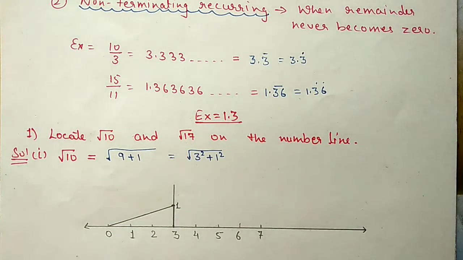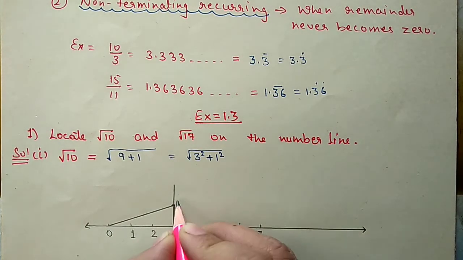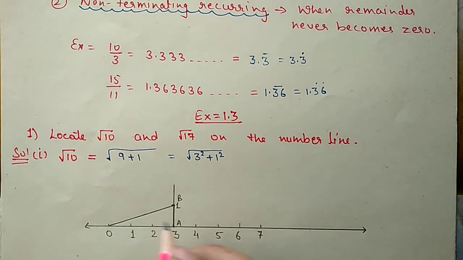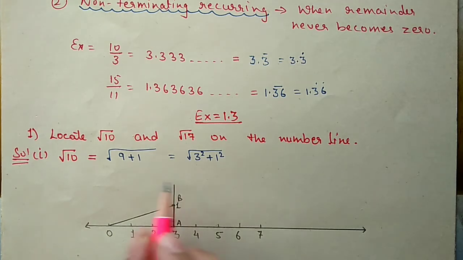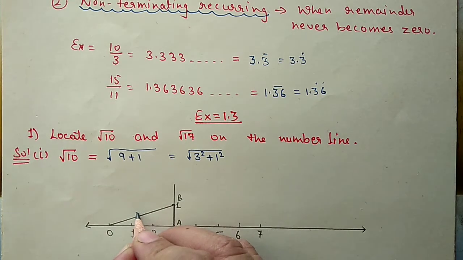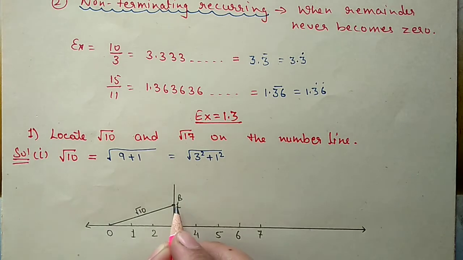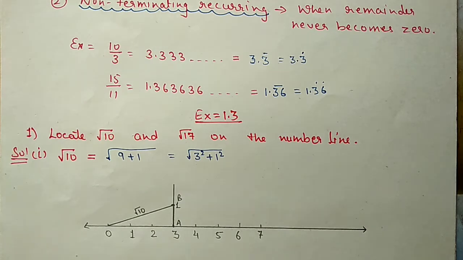If you see, by Pythagoras, this is a right angle triangle. You can give some names, O, A, B. And here this is 3 centimeter, this is 1 centimeter, and 3 square plus 1 square is equal to 9 plus 1, which is equal to root 10. So this side will be equal to root 10. It means this distance O to B is equal to root 10. So this only we have to represent on the number line.